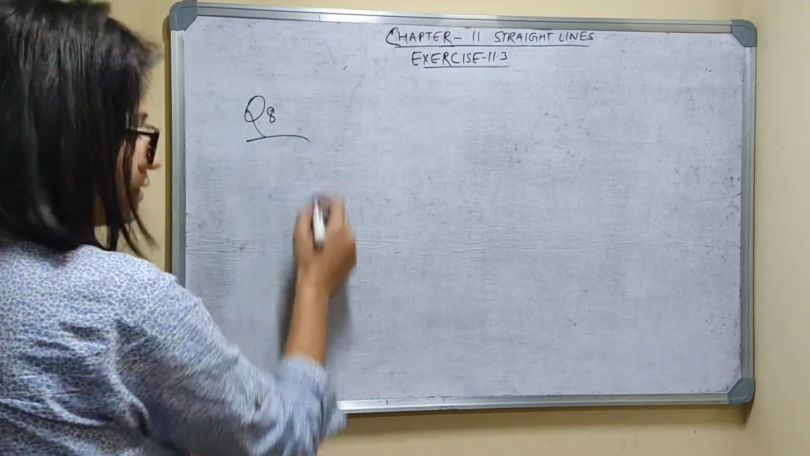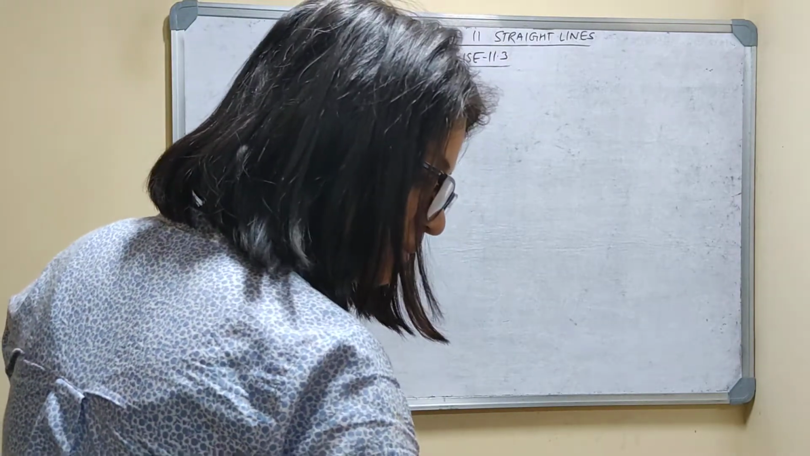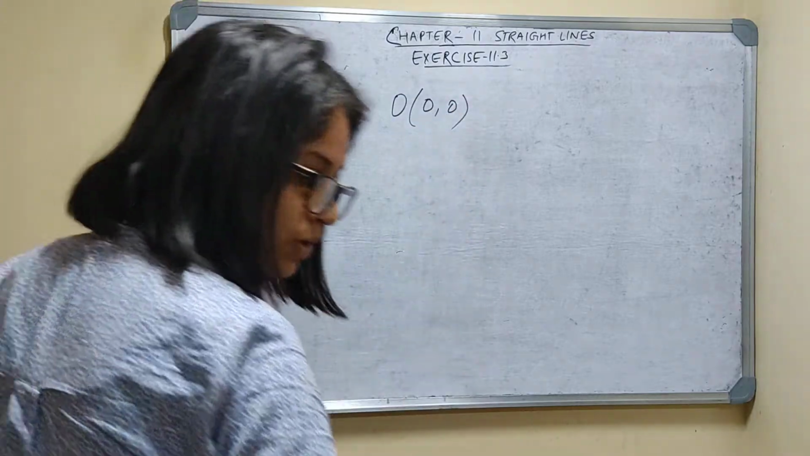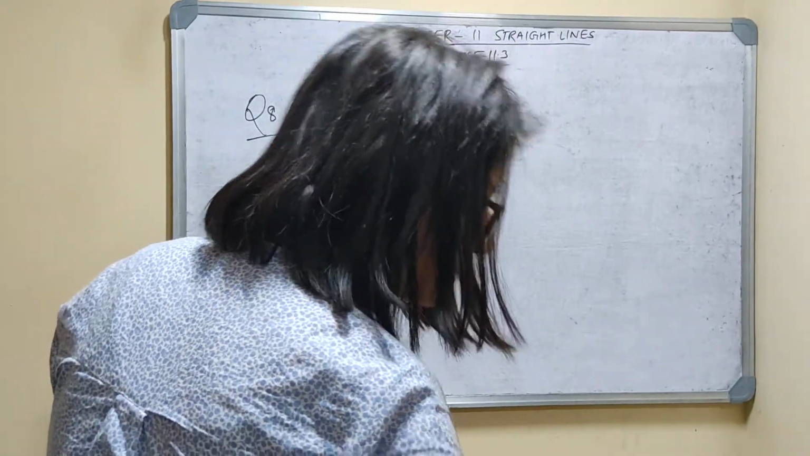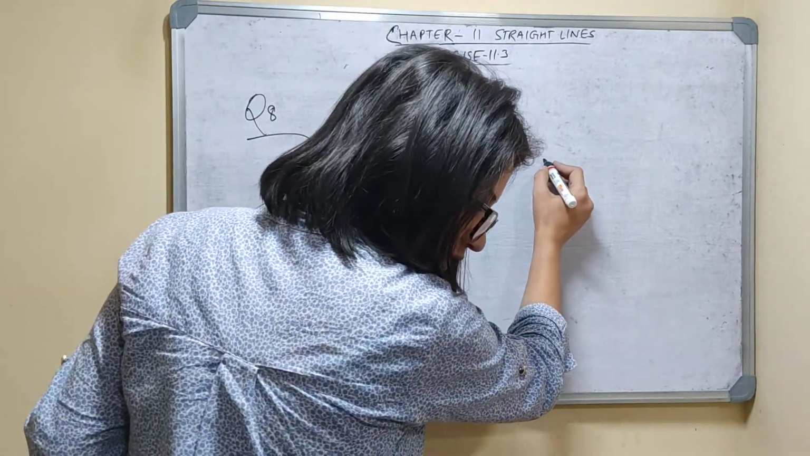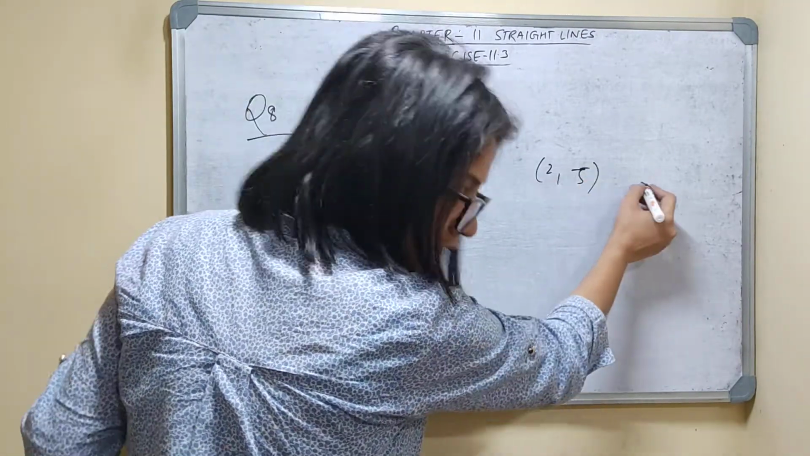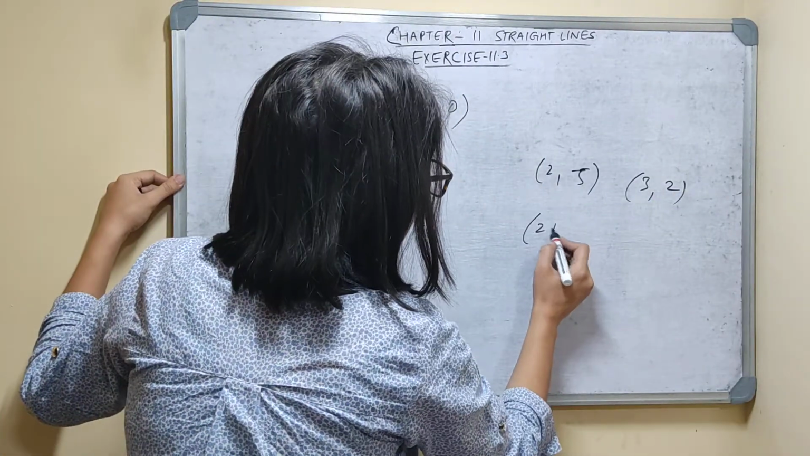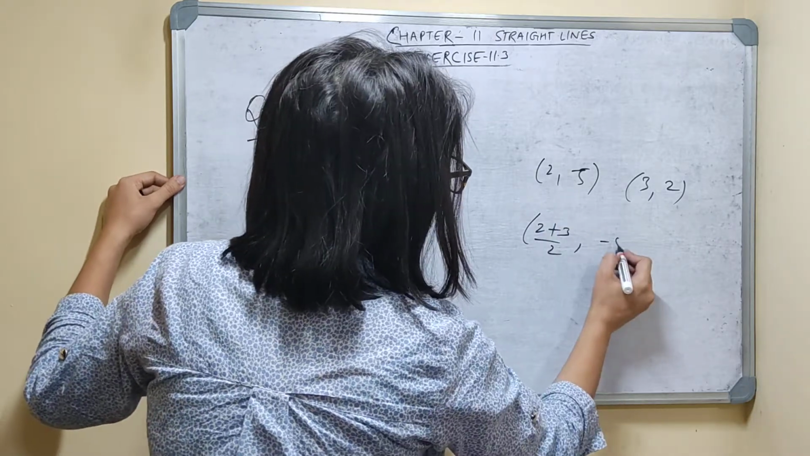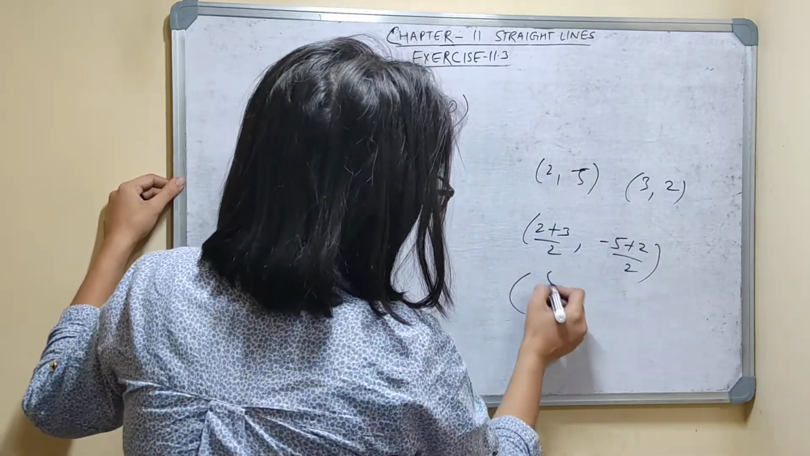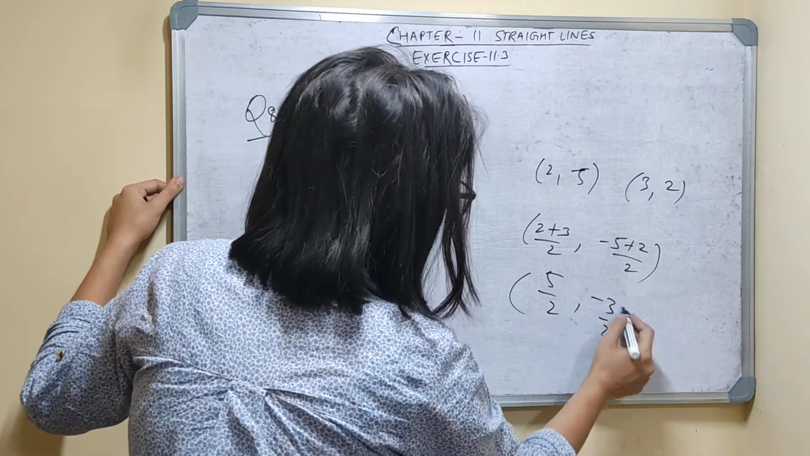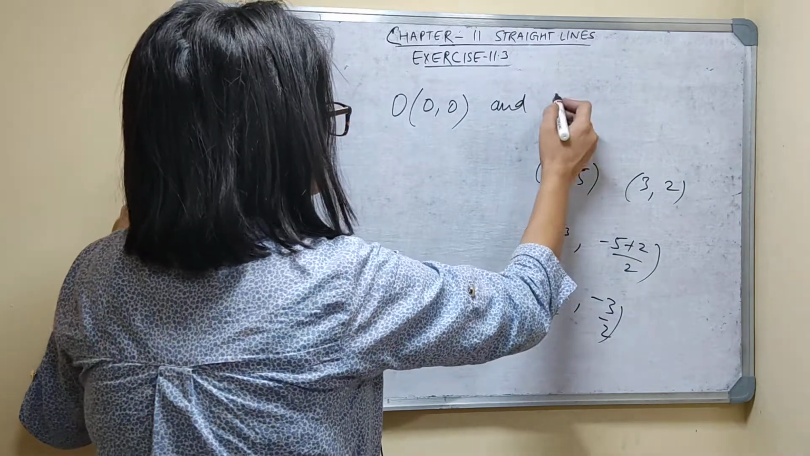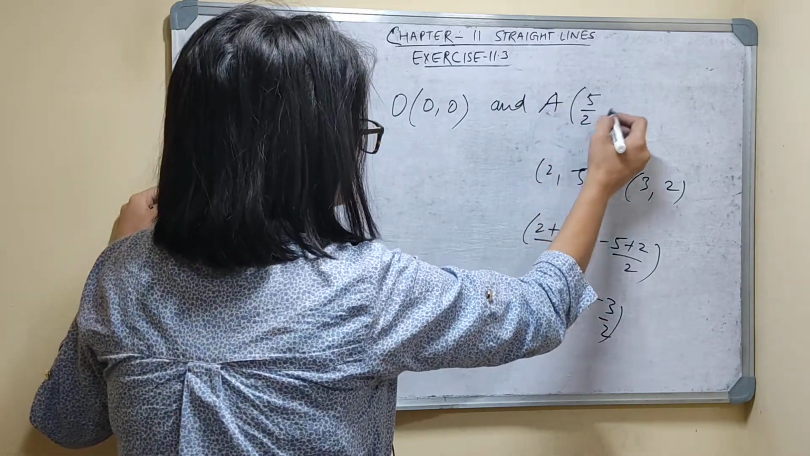Now question number 8. What is the slope of the line passing through the origin? Passing through one point is what? Origin, that is 0, 0. And the midpoint of the line segment joining these points 2, minus 5 and 3, 2. What will be the midpoint for this? 2 plus 3 by 2, minus 5 plus 2 by 2. So 5 by 2 and minus 3 by 2 is the other point. So the other point is, let's say, a point 5 by 2, minus 3 by 2.